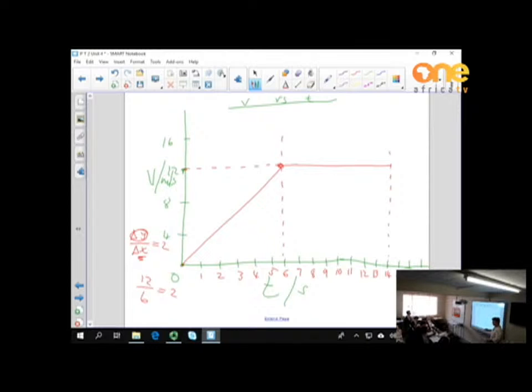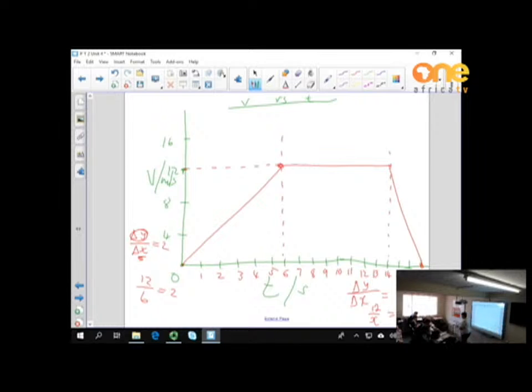Now, we have to do the same thing. Change in y over change in x must equal 4. Now, we don't have the x, but we do have the y. All right. So what is the change in y? It's from 12 to 0. So change in y is 12. We don't know what change in x is, but it must equal 4. So 12 divided by 4 is 3. 1, 2, 3 seconds. There it goes.